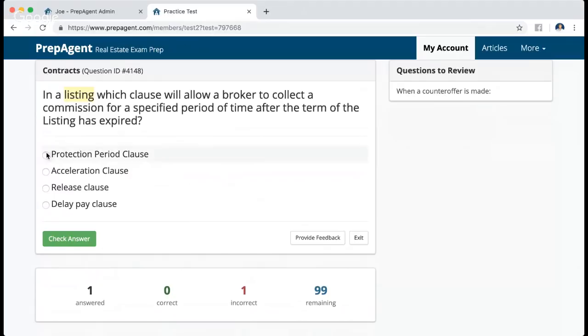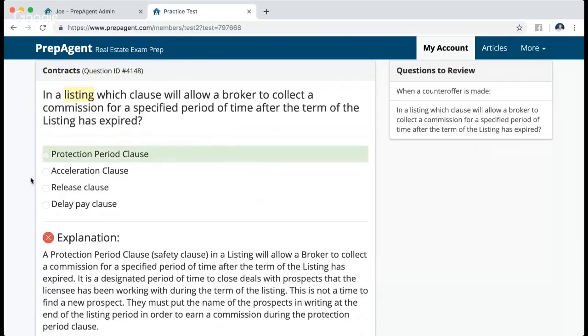And the answer is protection period clause. This is also known as a safety clause. Who could tell me what this is? Anybody ever heard of this? Protection period clause, safety clause. All right, what is that? So that is a way for a real estate agent to get credit for a buyer they bring, even if the buyer closes the deal after the listing expires.